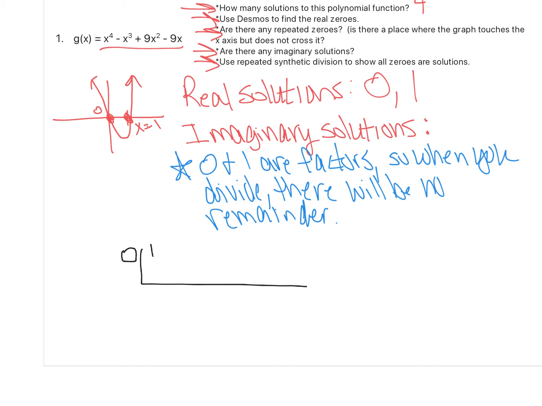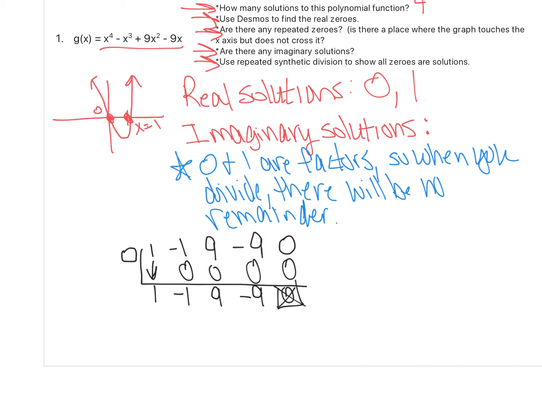So we're going to have a 1, a -1, a +9, a -9, and since there is not a constant, every power has a place, so even though there's not a constant, we have to fill in that missing place with a 0. So then we're going to synthetically divide, so we're going to bring down the 1, multiply around, 1 times 0 is 0, add to get -1, -1 times 0 is 0, add to get 9, 9 times 0 is 0, add to get -9, -9 times 0 is 0.